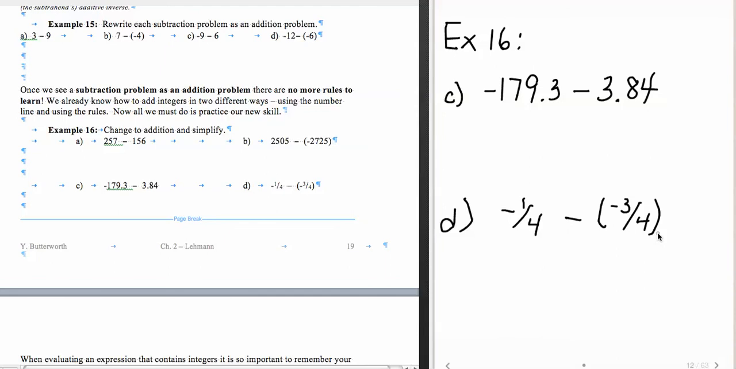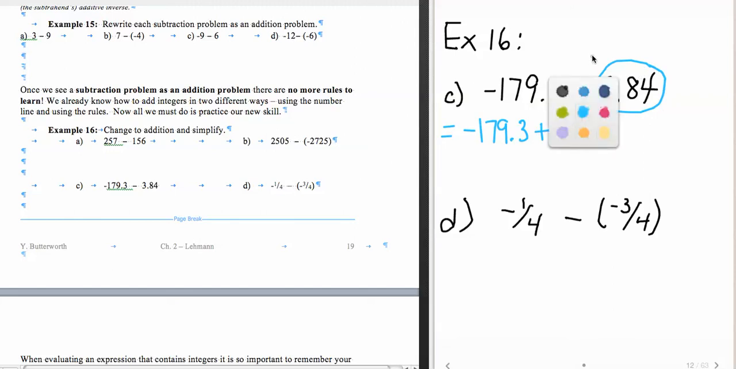And our next problem, again, the first thing we want to do, because we see integers involved here, is change this to an addition problem. Copy the first thing we see, the negative 179.3, and then we're going to add to that the opposite of this second number. So it's going to be a negative, because our number was positive. It's a negative 3.84. Now once we have that, we're back to an integer addition problem.